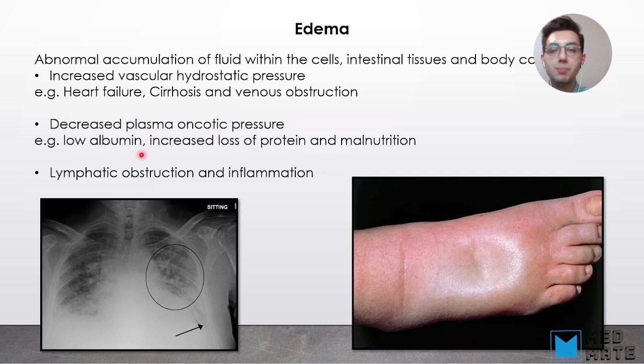This is seen in patients who are suffering from, for example, liver disease. Because we have low albumin, and albumin maintains the oncotic pressure and absorbs water out of the interstitium. So when there is a low albumin level, then we have presence of edema. Also, lymphatic obstruction and inflammation can cause edema in patients.